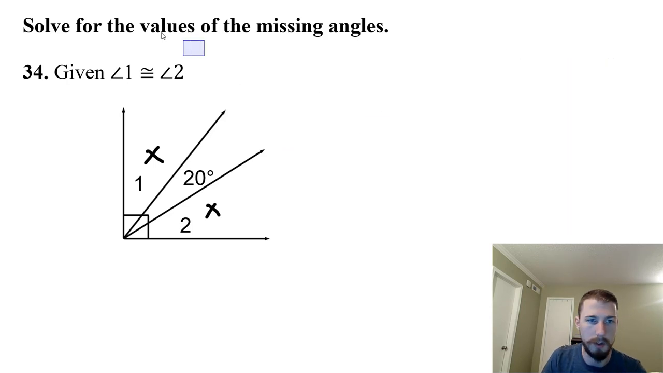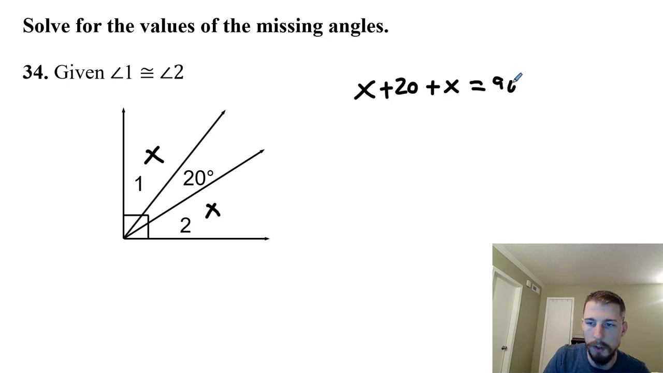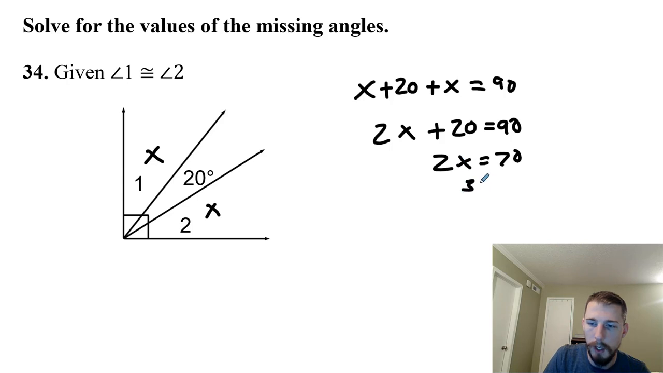That works too. So I'm going to set up an equation where I have x plus 20 plus another x, all going to add up to 90 degrees. Then I'm going to combine my like terms, leaving me with 2x plus 20 is equal to 90. And then when I subtract the 20, I'll get 2x is equal to 70, which will leave me with x is equal to 35. So that means that this angle is 35 degrees, and so is this angle.